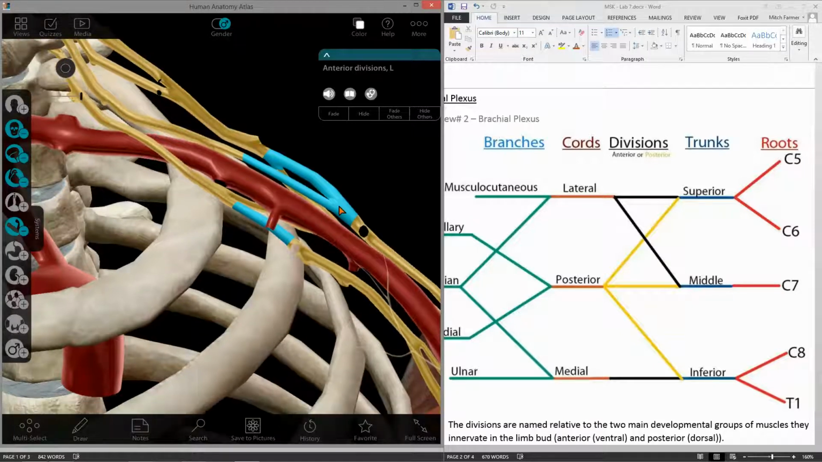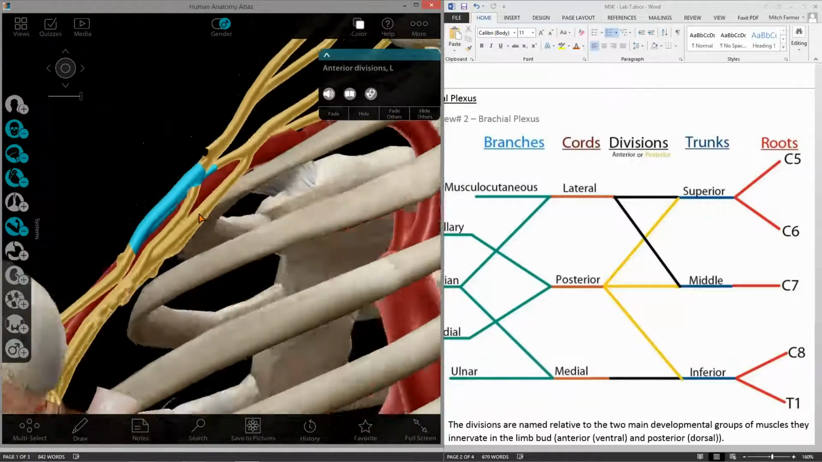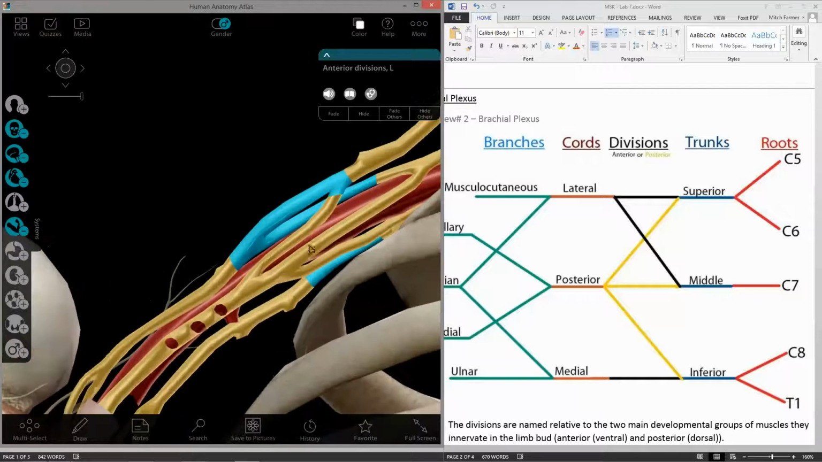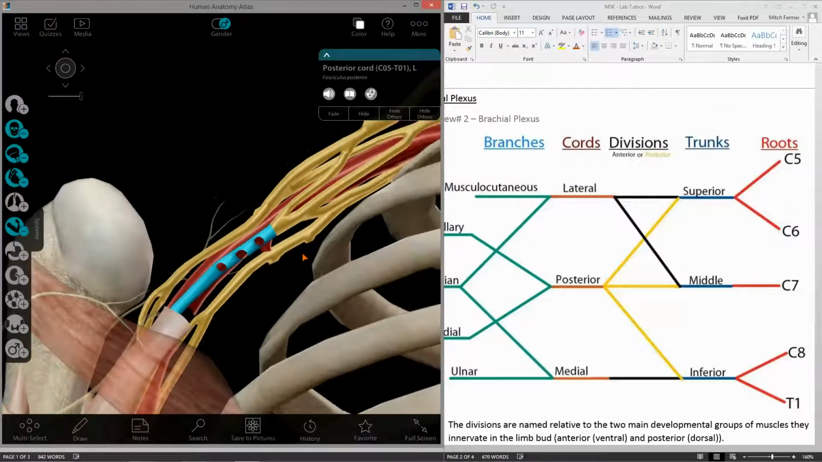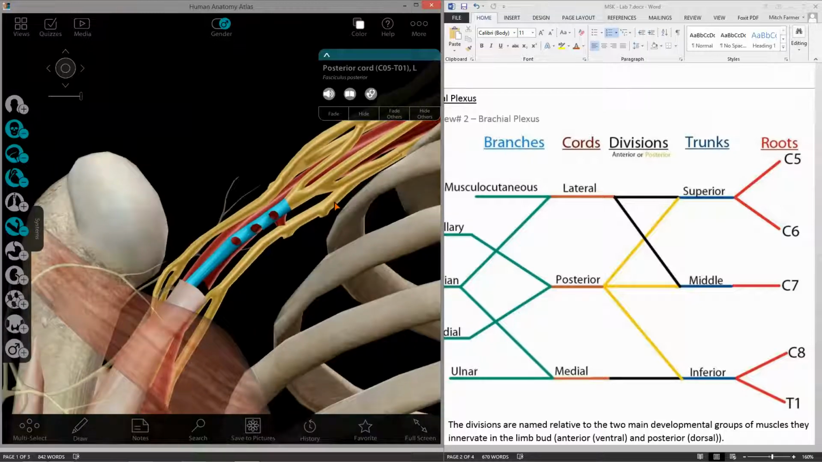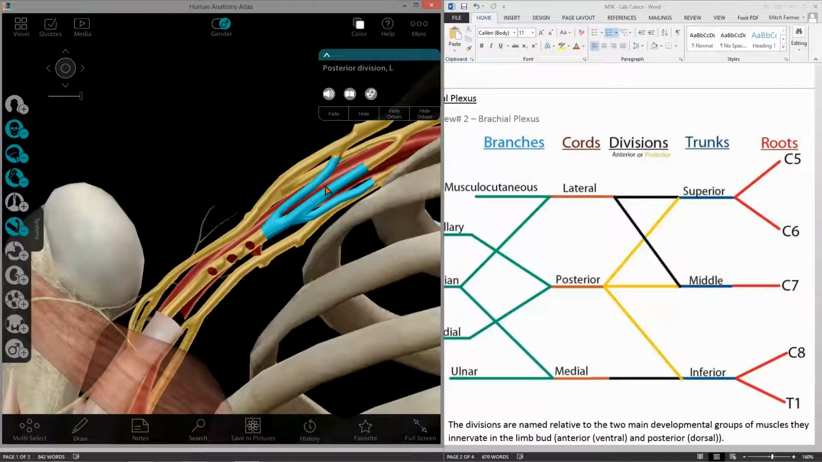Then all of them give off a posterior that all combine together posterior to the axillary artery. So if I rotate around, you can kind of see this trident here. That is all three posterior divisions coming together to form the posterior cord. The posterior cord is so named because it's posterior to the axillary artery highlighted here. So here's the posterior cord formed by the divisions of the superior, middle, and inferior trunks.